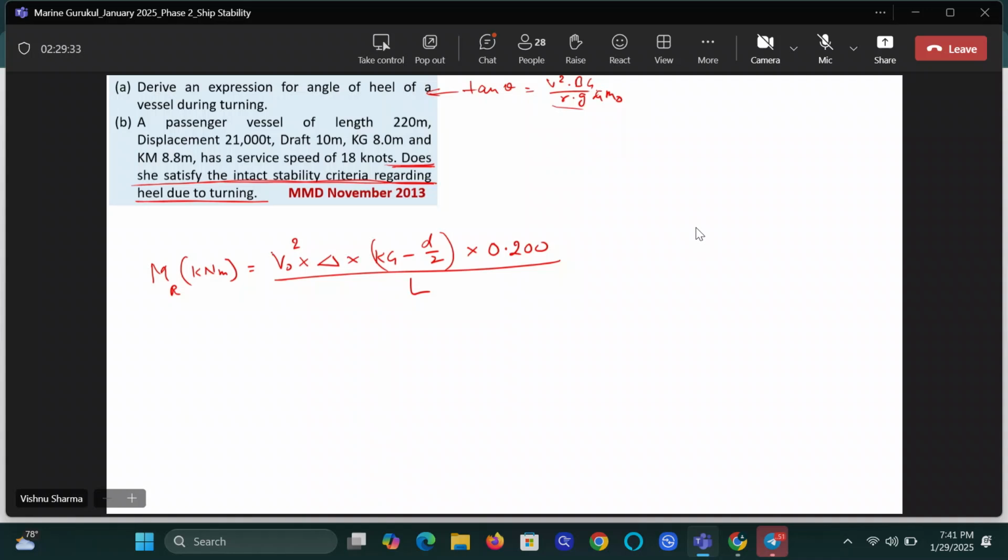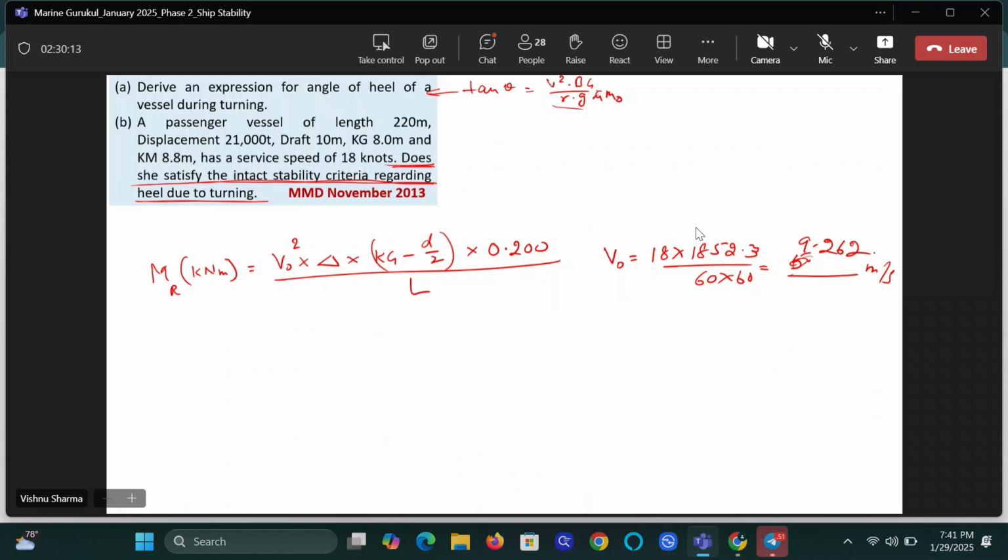Then can you calculate V naught in meters per second? V naught will be equal to 18 into 1852.3 upon 60 into 60. How many meters per second does it translate into up to 3 decimal places, guys? 9.262 meters per second.